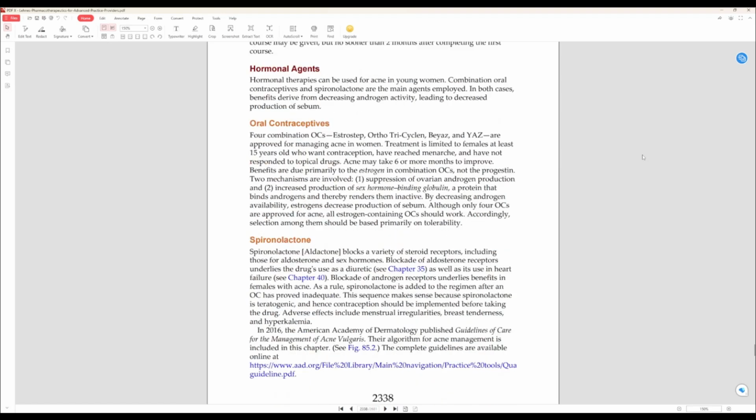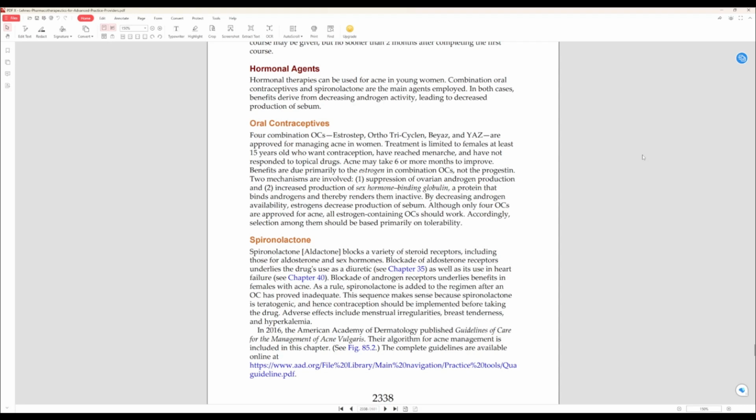Hormonal agents. Hormonal therapy can be used for acne in young women. Combination oral contraceptives and spironolactone are the main agents employed. In both cases, benefits derive from decreasing androgen activity, leading to a decreased production of sebum.